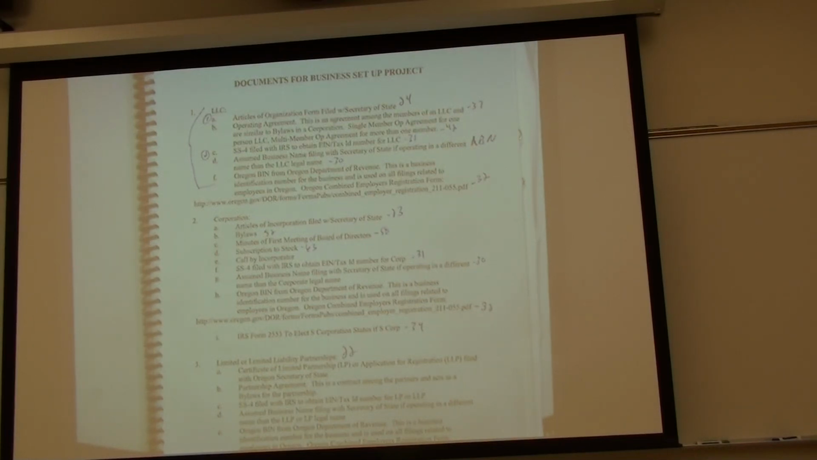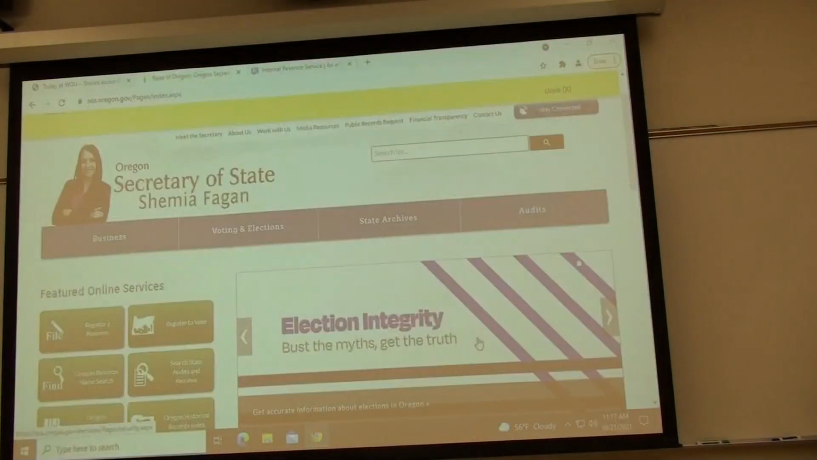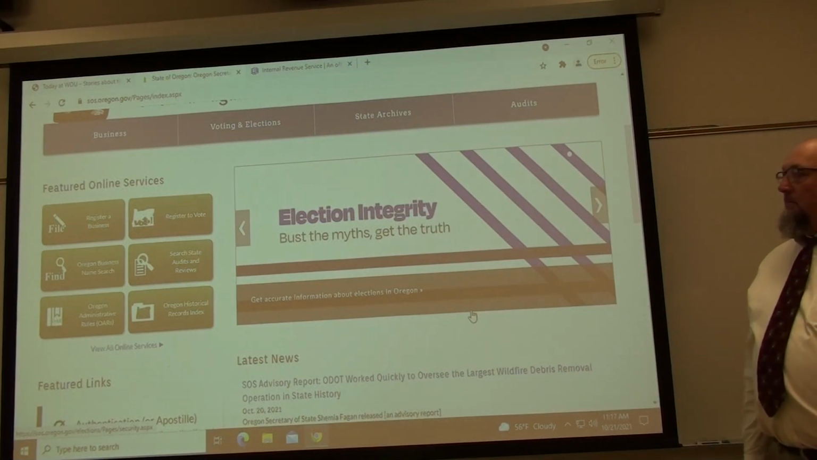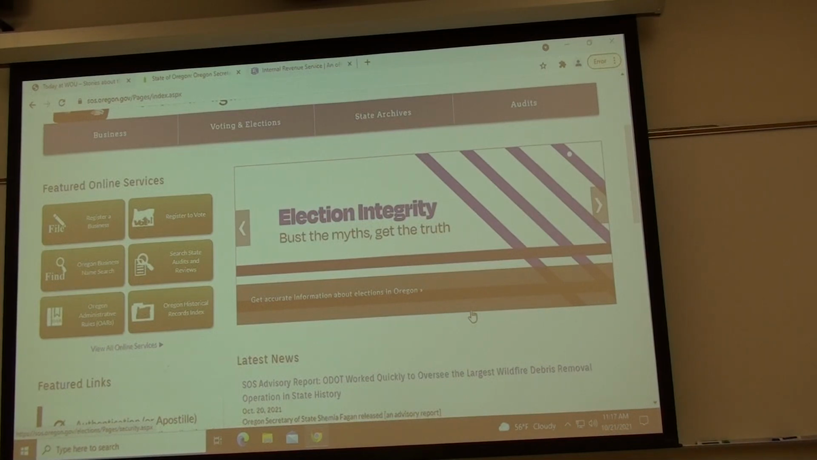So now let's look at the Secretary of State's website, because this is the starting point, both for starting a business, keeping your business renewed, and also just in everyday activity, you use the Secretary of State's website for various things. First of all, the first thing you've got to do is make sure that the name you want to use is available, right? So there's a search function right here, Oregon Business Name Search. Why isn't that working? Let's think.